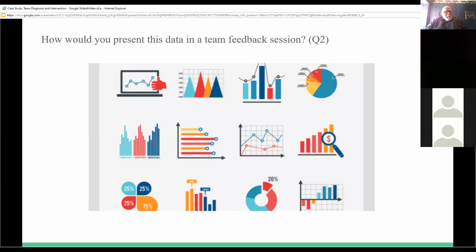But anyway, how would you present this data in a team feedback session? Well, you want to know and explain why the numbers are the way they are. Management norms need to respond and have the highest and lowest scores from the team that they understand, and they verify. A lot of this is illustrate to communicate.